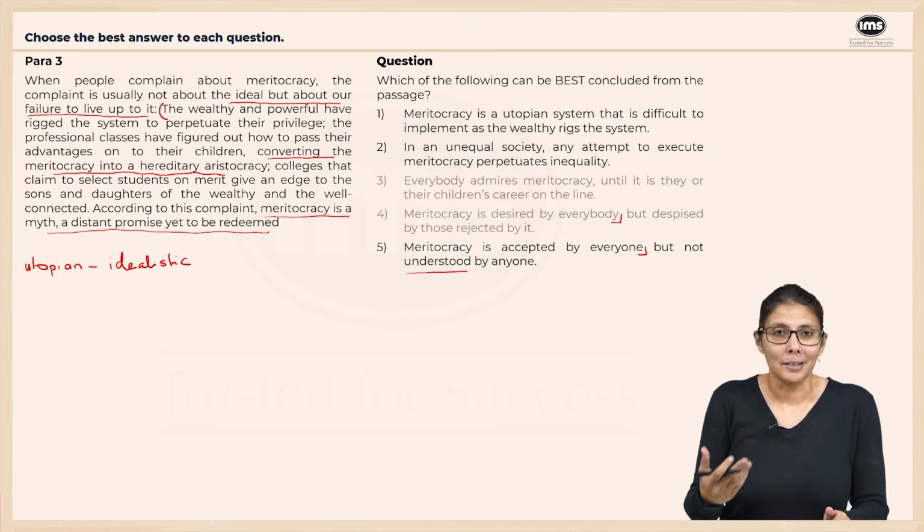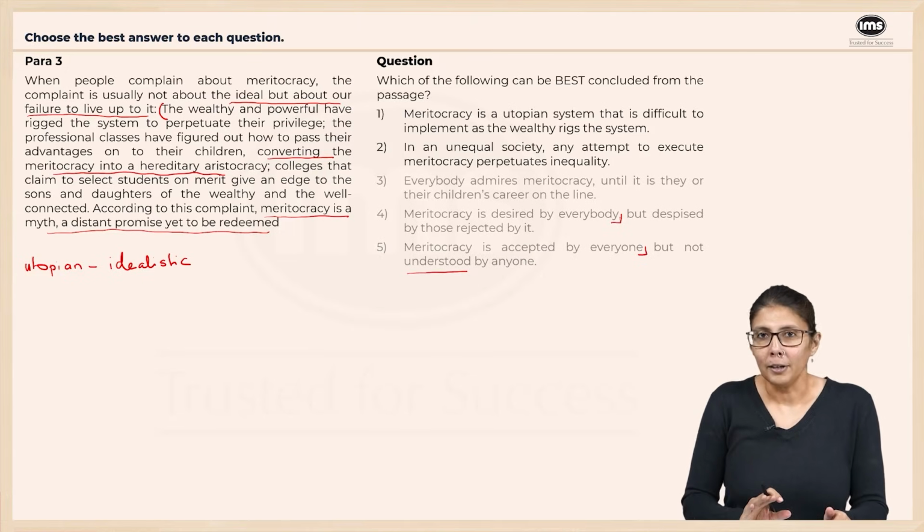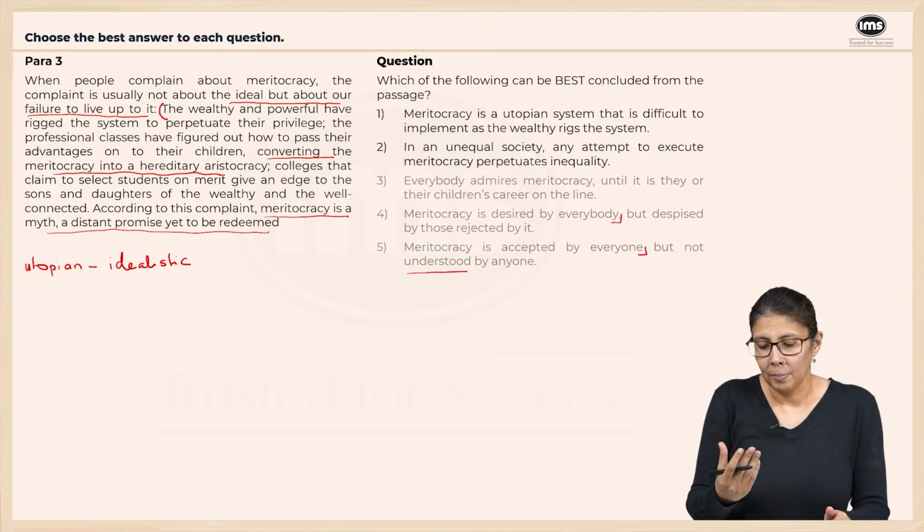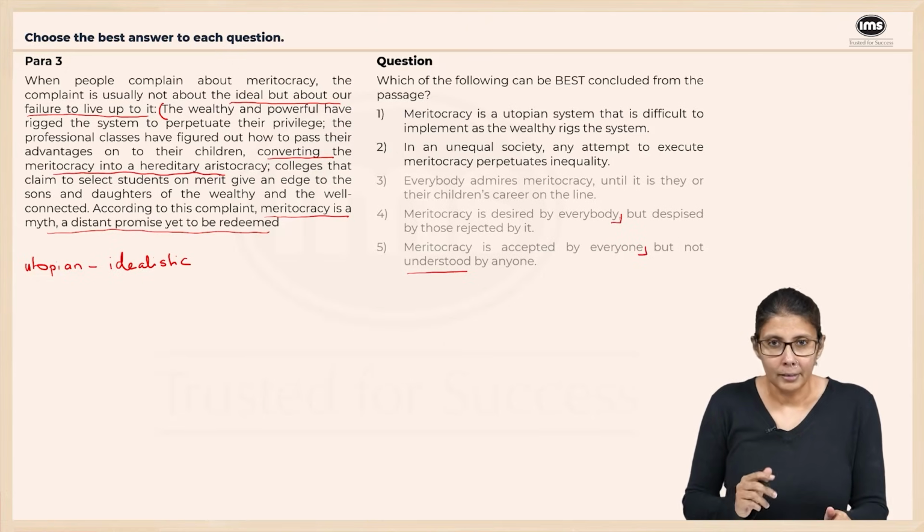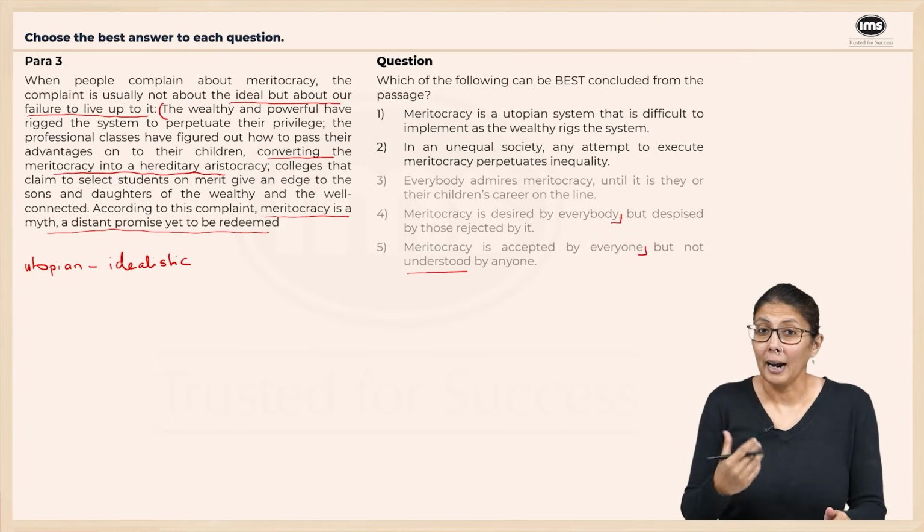It's not that we don't understand it. So, option 5 is also out. Now, between options 1 and 2 is where you are most likely to be confused. I would have probably favored the first option, but apparently the answer is not the first option, the answer is option 2. Now, in hindsight, I can explain why option 1 is not the answer.